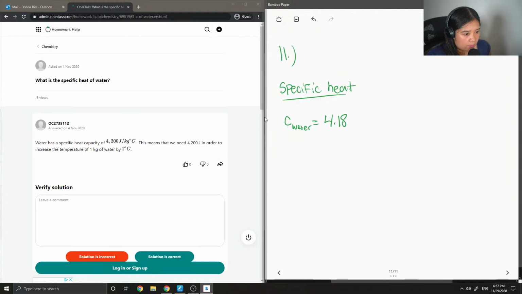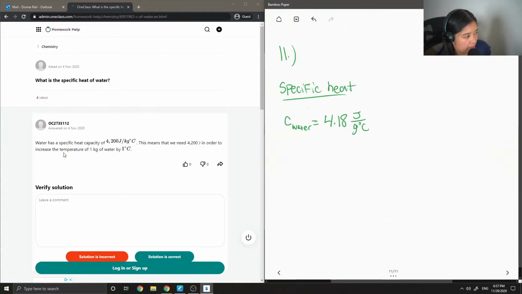4.18 joules over, this is just grams times degrees Celsius. So this means that we need 4.18 joules to increase the temperature of 1 gram of water by 1 degree Celsius. So let's see what the junior tutor said.